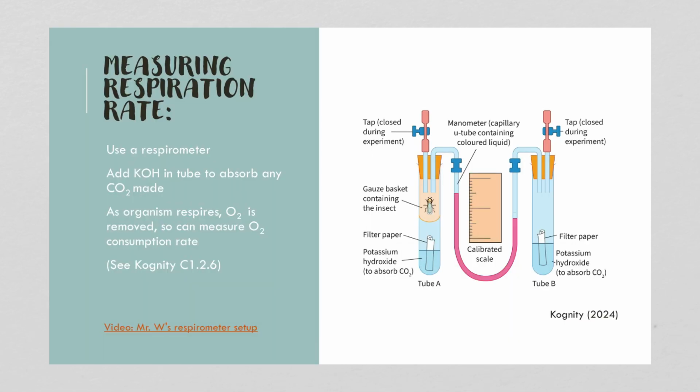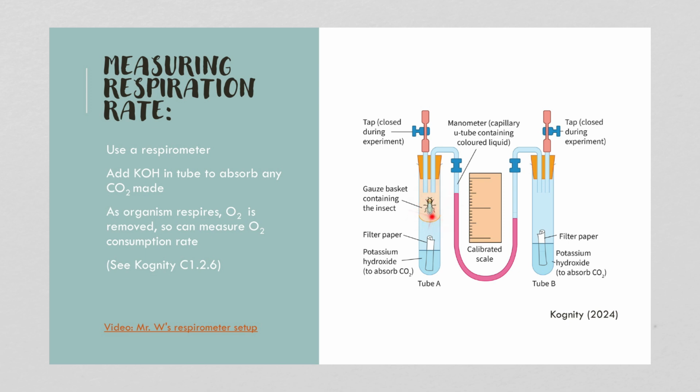Later on, we may be doing some metabolic processes investigations. So you might want to measure respiration rate. The way we do that is using a respirometer. This is a complicated respirometer. If we watch Mr. W's respirometer setup, it's much more simplistic. So you might want to go there and have a look. But what we do is we add potassium hydroxide into the tube right here. And its job is it's going to absorb any of the carbon dioxide that this insect is releasing.